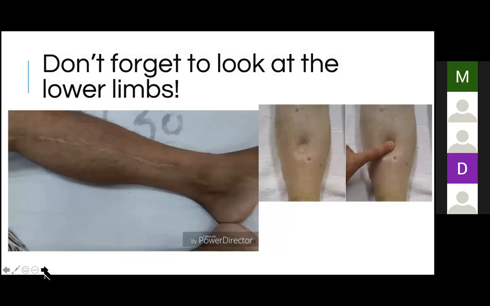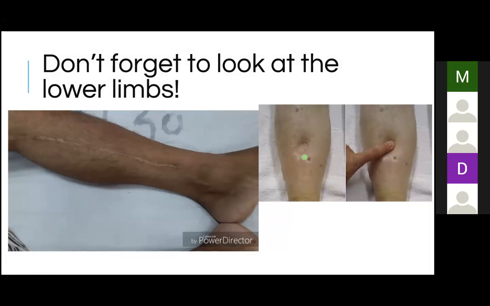Okay, and then also just don't forget to look at the lower limbs. So here we can see saphenous vein harvesting, so scar from this. And this would basically be used in a coronary artery bypass graft. So it could give you valuable information that this patient has had a myocardial infarct before that actually required a CABG. And then this is just showing checking for peripheral or ankle edema.